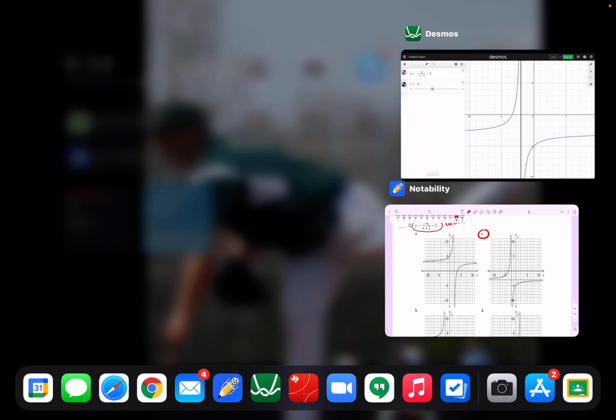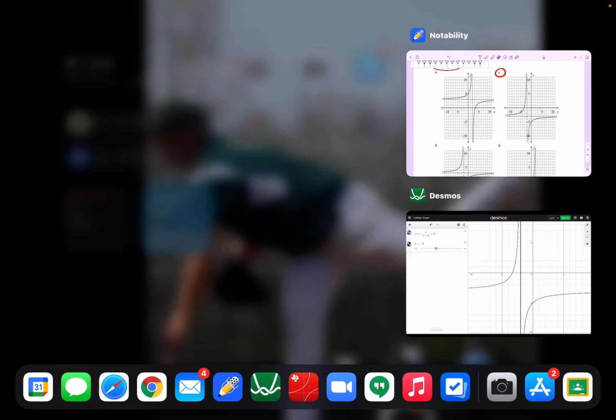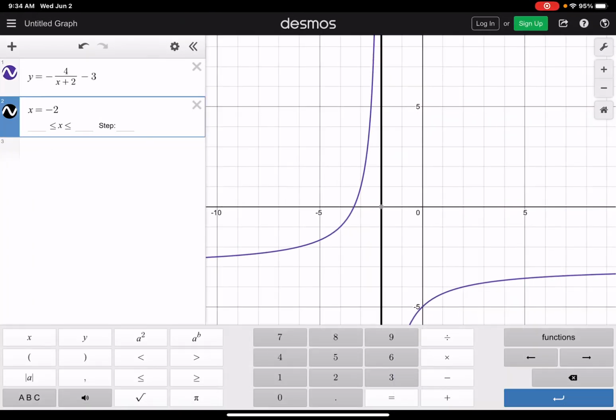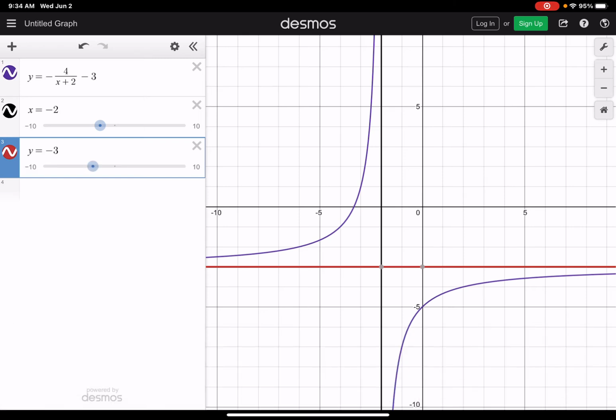Okay, let's go back and get the other one. So the other one hits at -3, and it travels the same way as the x-axis, which means it's a y equals line. So y equals -3. And there's your other asymptote. So once you get both of those on there, this is when you can take a screenshot and have that be done. Okay?